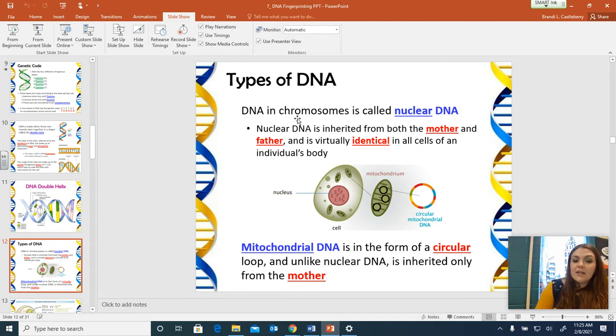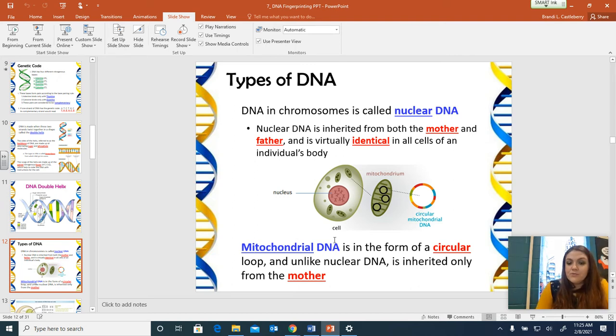Types of DNA. DNA in chromosomes is called nuclear DNA. So it's in your nucleus, okay? Nuclear DNA is inherited from both the mother and the father and is virtually identical in all cells of the individual's body. So all 46 of your chromosomes, 23 from mom, 23 from dad, are in each of the nuclei of your cells, except in your sex cells, which we mentioned in a previous slide. They only have half, because obviously half in the egg, half in the sperm creates one new full baby. So that's just kind of how our reproductive systems work. But all the rest of your cells have all 46 chromosomes inside the nucleus.